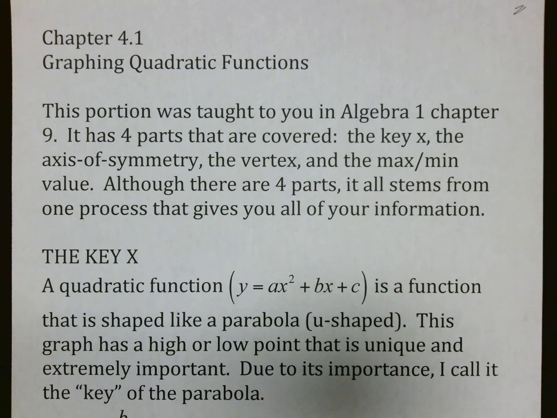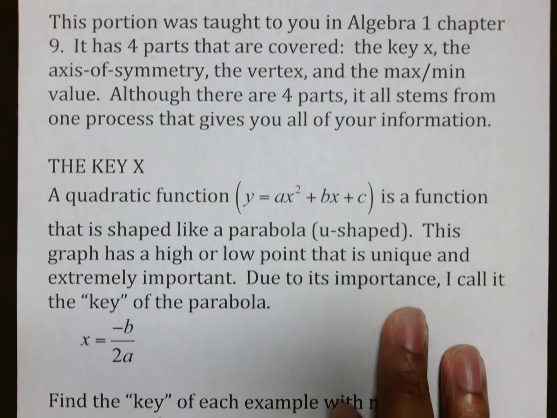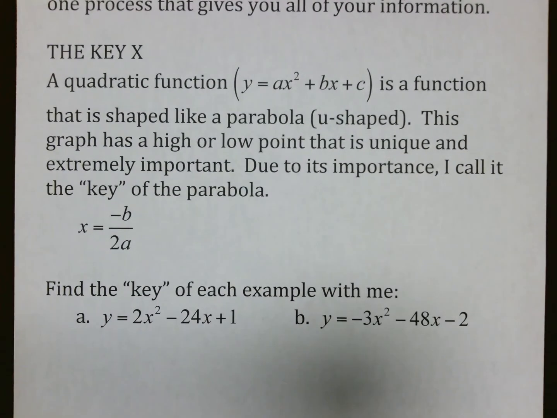But I think you'll be able to make it through it as long as you, again, follow me through everything, ask questions over everything you need, and, again, make up whatever you need to make up and stay up to speed. This portion here, the first portion of what I'm going to talk about, the first 4 parts, were taught in Algebra 1, Chapter 9. It has 4 parts that are covered in this first portion. The key x, or what we call the key x, the axis of symmetry, the vertex, and the max or min value. Although there are 4 parts in this first section, it all stems from one process that gives you everything you need.